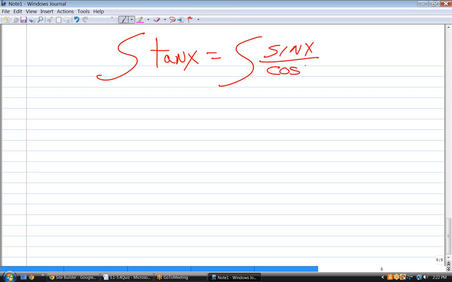To do this, wouldn't we then make it into sine over cosine, and then substitute the u for the cosine? Yes, cosine. And incidentally, it does not work substituting u for sine. It only works substituting it for cosine because we know the derivative of cosine is going to end up in the numerator, and it'll take care of this sine x.